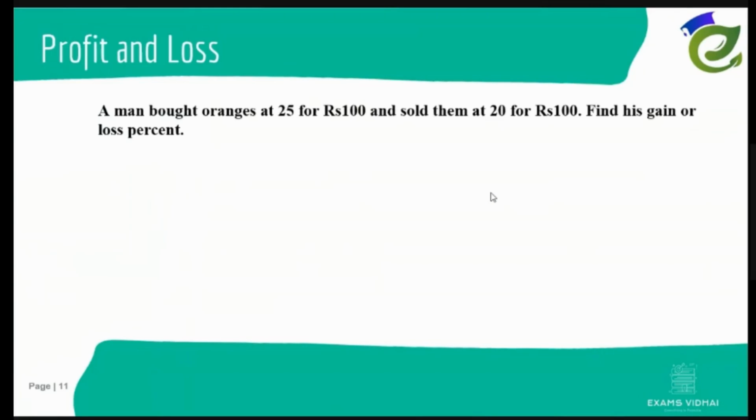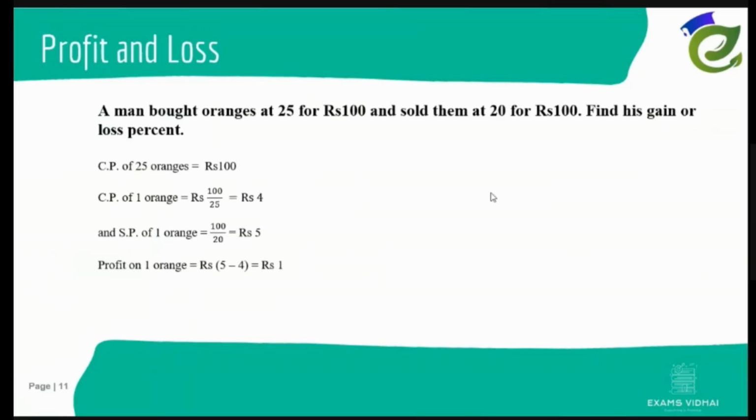Now let us try to solve the following example. A man bought oranges at 25 for rupees 100 and sold them at 20 for rupees 100. Find his gain or loss percent. The cost price of 25 oranges is rupees 100. Cost price of a single orange will be 100 by 25, which is rupees 4. Now the selling price of one orange will be 100 by 20, which is rupees 5. Here the selling price is greater than the cost price, so we will get profit. Profit on one orange will be 5 minus 4, which is 1. Profit percentage will be 1 by 4 into 100, which is 25%. So we will get a total of 25% profit.